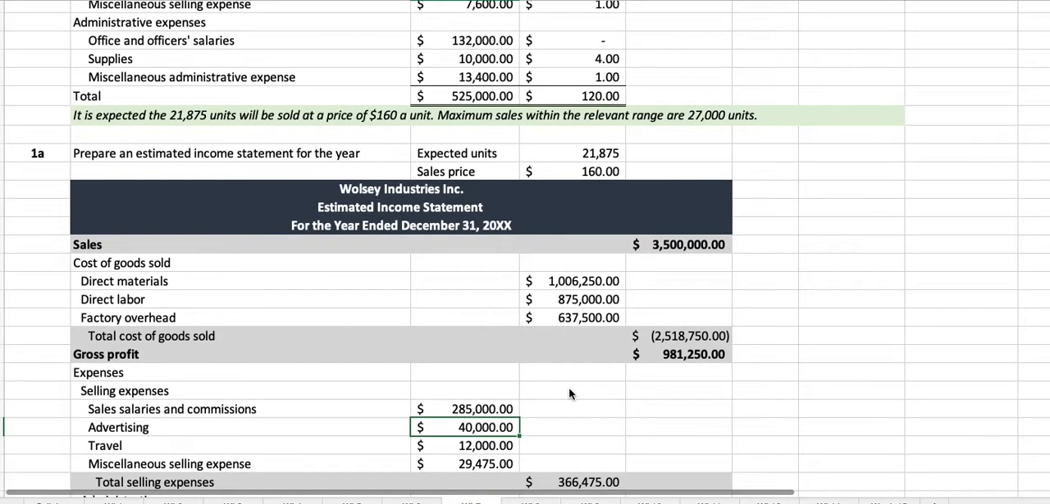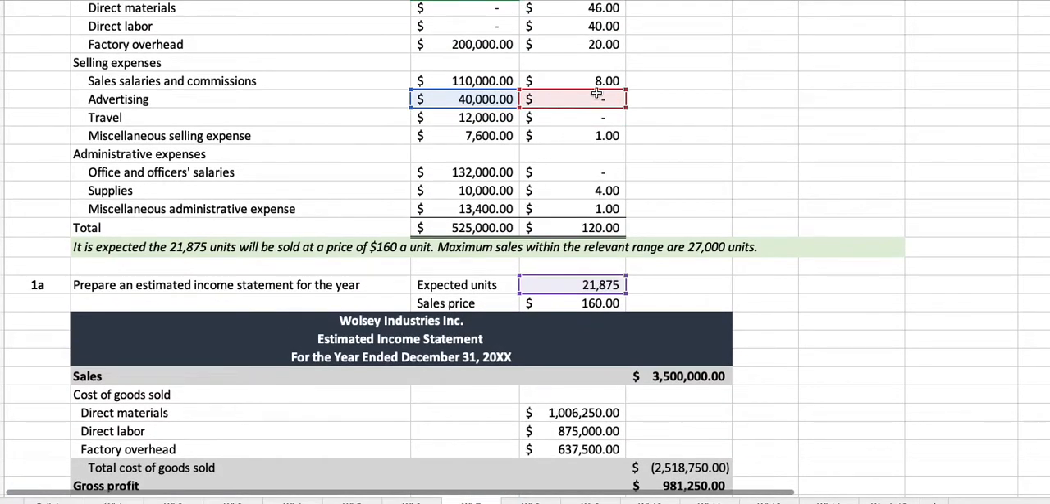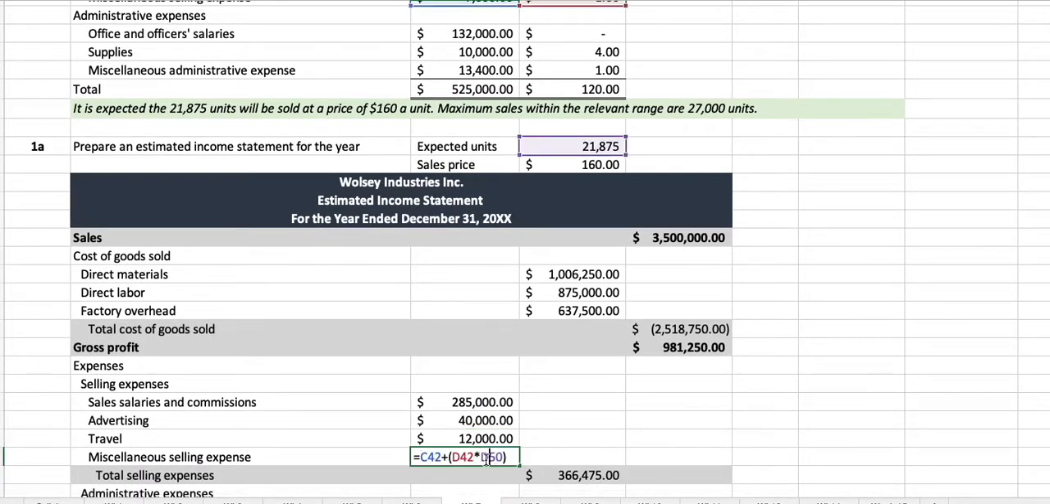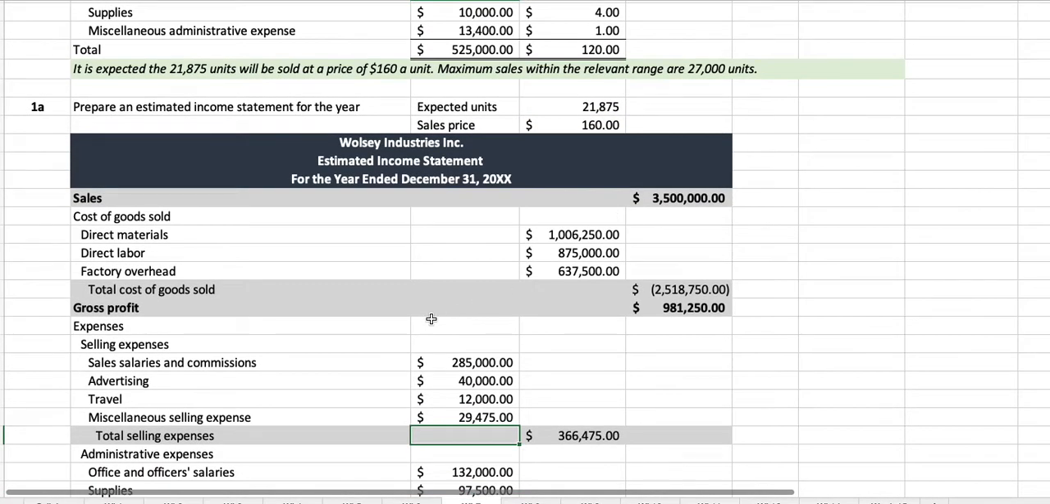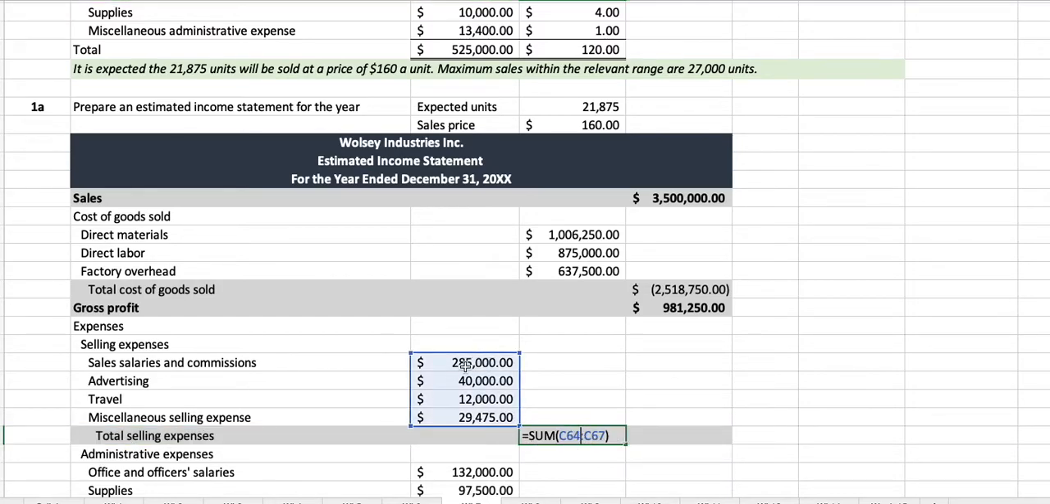I'll do the same thing for advertising, but for advertising, it's going to be a little bit different. I don't have a variable cost. It's just advertising. Same thing for travel. And then my miscellaneous selling expenses, again, I have $1 for my variable cost, and I just want to multiply that by my expected units. So then we have our total selling expenses. And again, that's just the summation of those two.